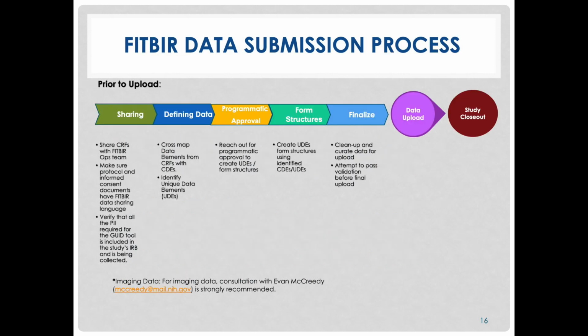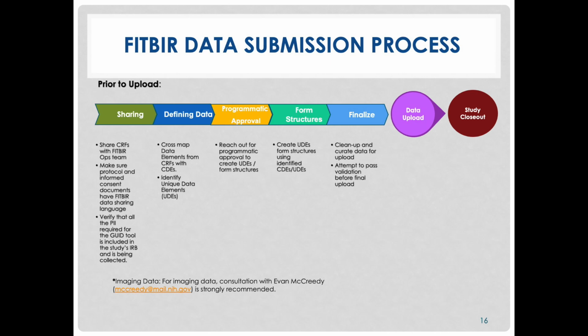There are 5 steps in the data submission process. The first step is sharing, which includes sharing the study's case report forms, also known as CRFs, with the FITBIR operations team, making sure the protocol and informed consent documents have FITBIR data sharing language, verifying that all PII required for the GUID tool is included in the study's IRB and is being collected.